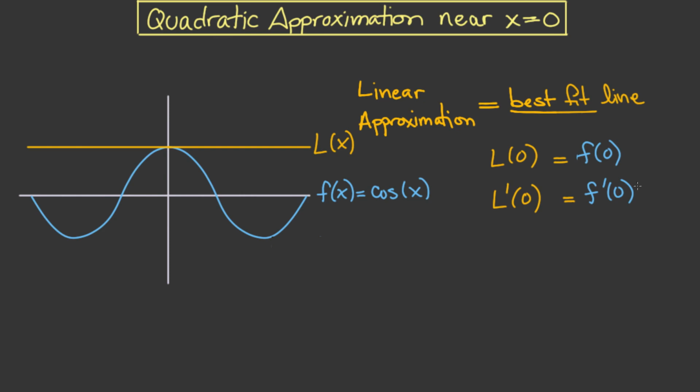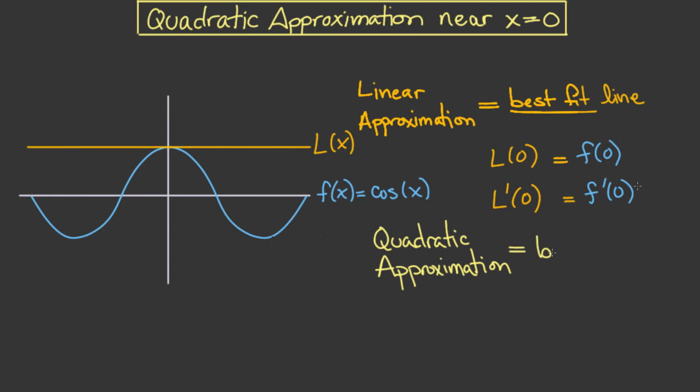However, this particular approximation doesn't give us a lot of information about cosine near 0. I can't tell from the tangent line alone whether or not the function is curving up away from this tangent line or down below it. So we'd like to add some information about the curvature, or the second derivative, of our function to our approximation. And this is the idea of the quadratic approximation.